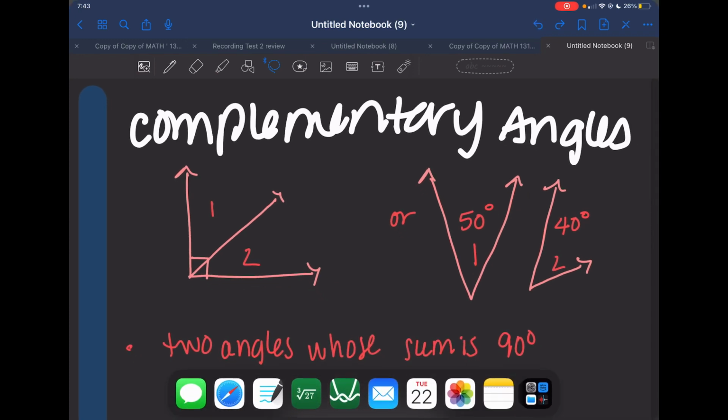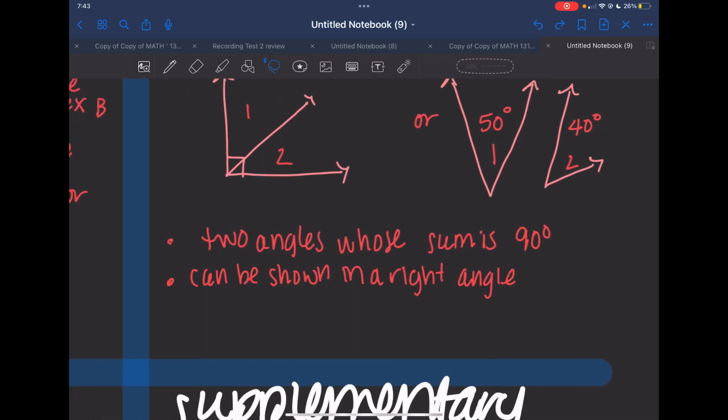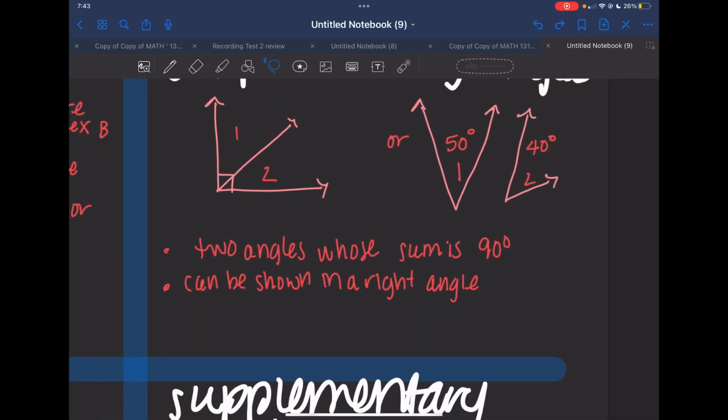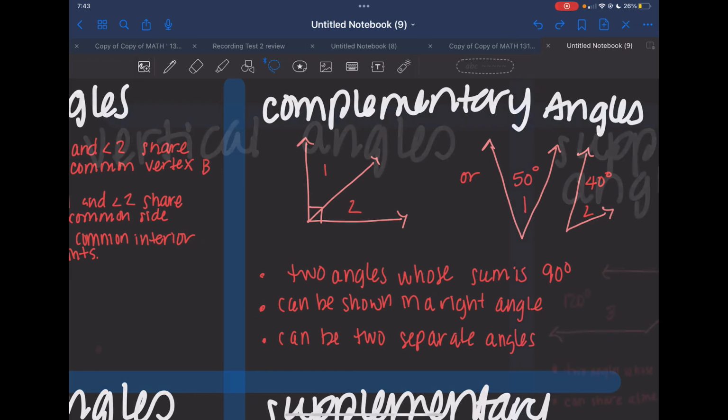So again, two angles whose sum is 90 can be shown on a right angle and can be two separate angles.